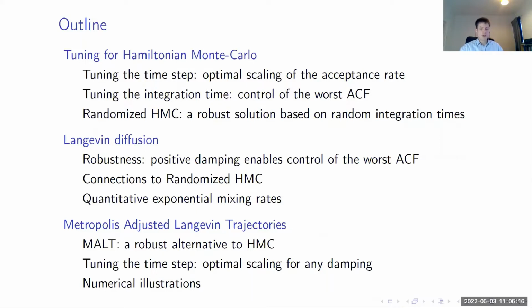We are going to connect the two approaches and to compare the two of them in terms of exponential mixing rates. And then we are going to introduce the algorithm built upon this diffusion process, this Metropolis adjusted Langevin trajectories or MALT algorithm. And we are going to illustrate its efficiency both from a theoretical viewpoint through the study of scaling limits for this MALT algorithm, but also through numerical experiments.